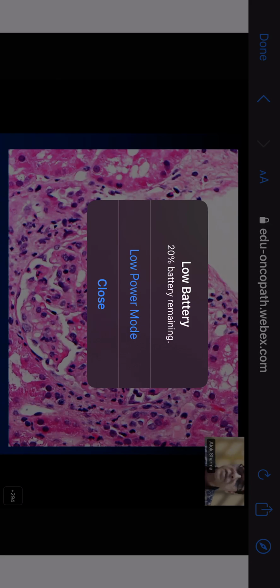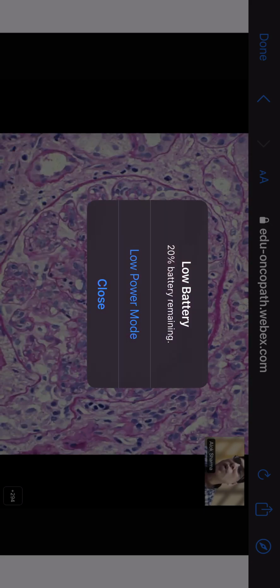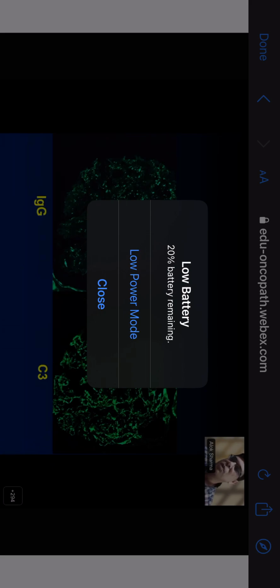And this is diffuse. It occurs in more than 50% of the glomeruli, and we call it a diffuse proliferative glomerulonephritis. Simple. There's no rocket science here. Since it's involving more than 50% of glomeruli, we call it diffuse, and it's a proliferative GN. So we call it DPGN.